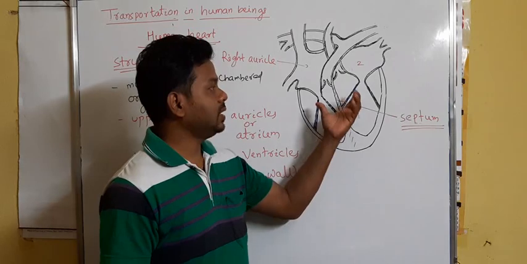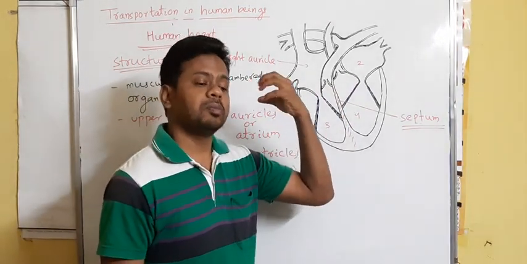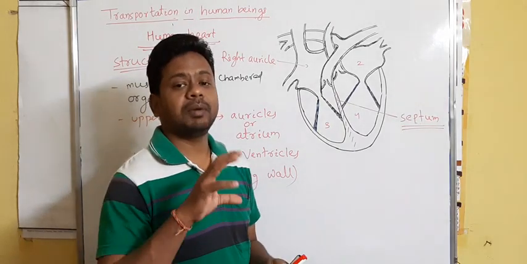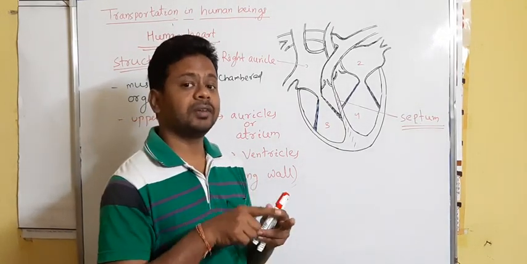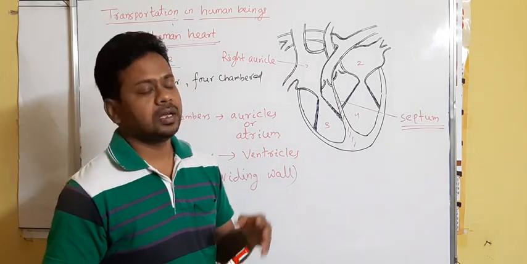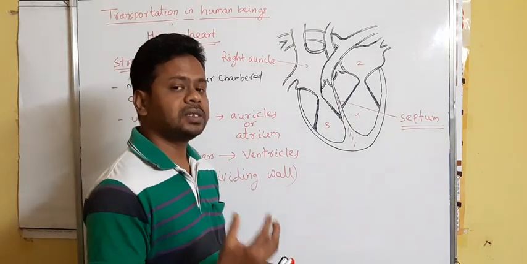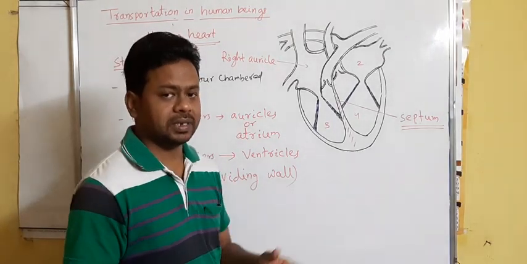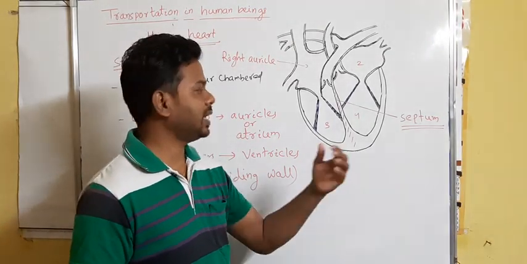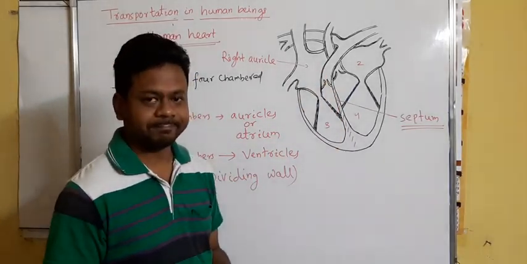So that is why the four chamber heart supplies a highly efficient amount of oxygen in the form of oxygenated blood to the tissue or cell. That is why this four chamber heart is present in mammals and birds. Class Aves and class Mammalia, they have a four chamber heart. So this is the role of the septum.